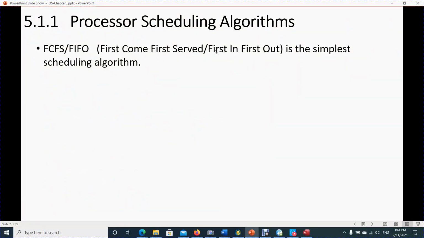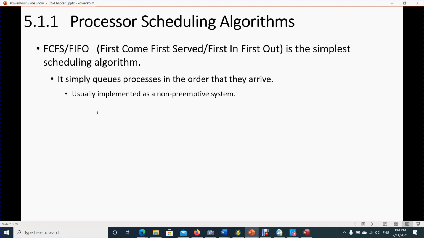The first come, first served algorithm is the simplest one. It just puts the processes as they come available to execute into a queue. Usually this shows up on non-preemptive systems. Once a process has the CPU, it just runs until it stops.